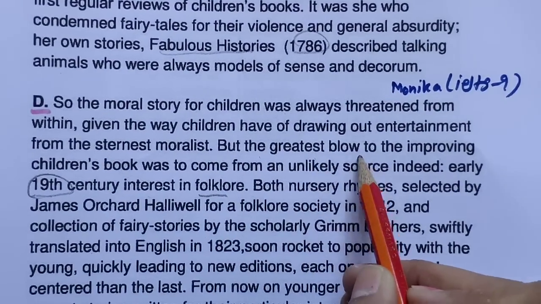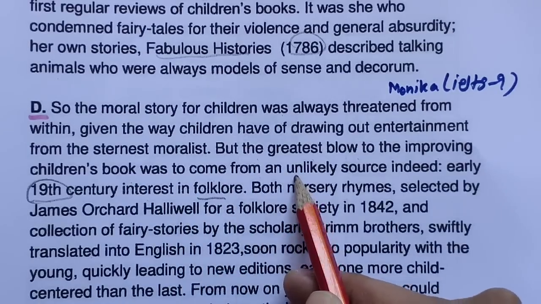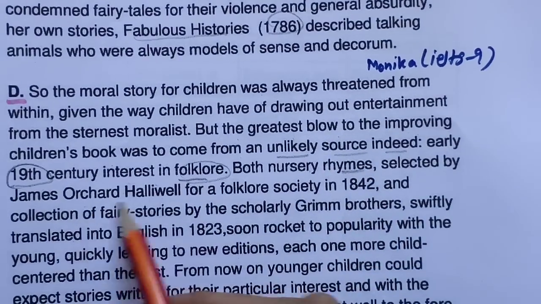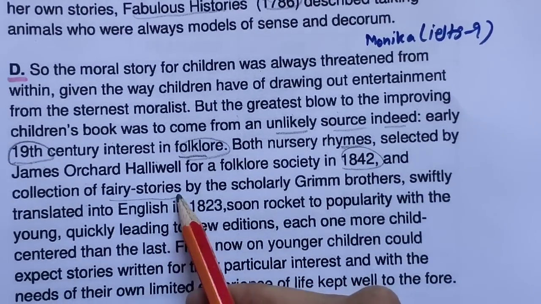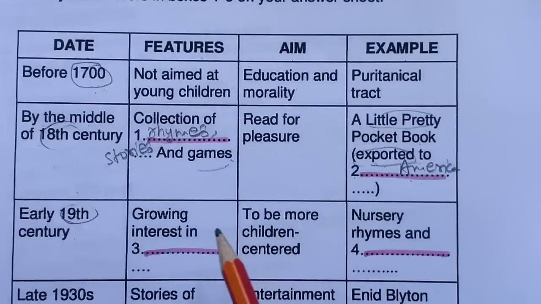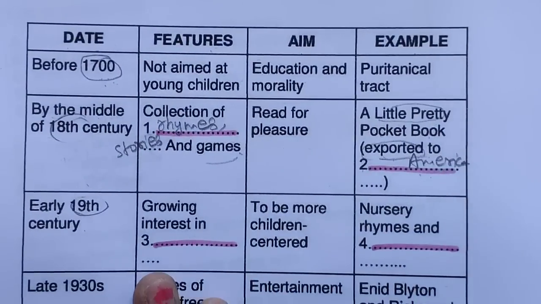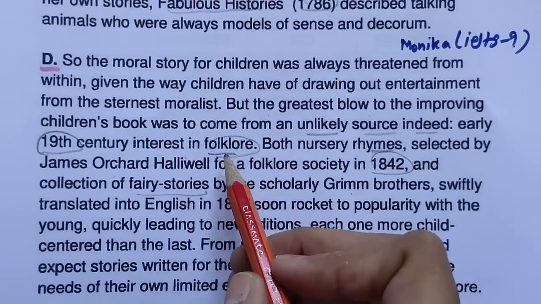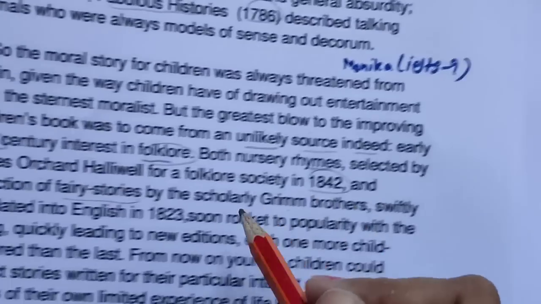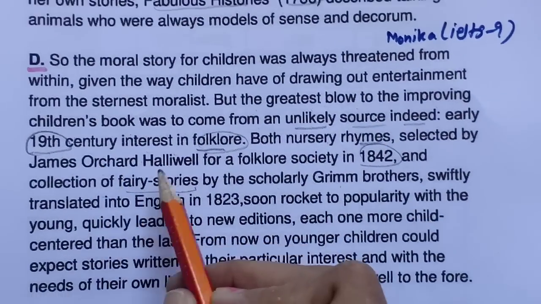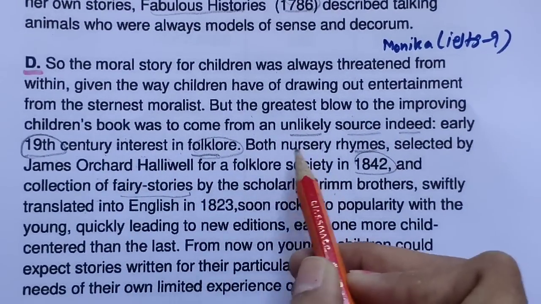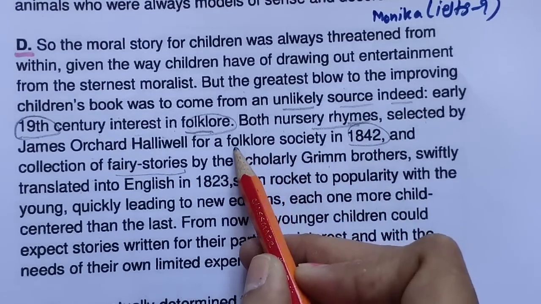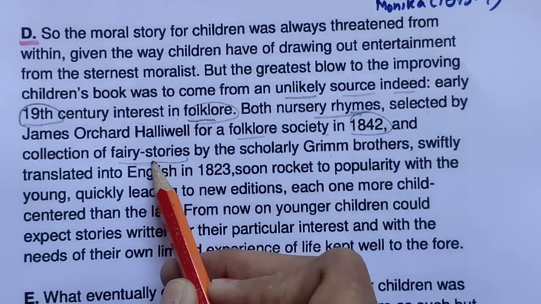But the greatest blow to the improving children's book was to come from an unlikely source. Indeed, early 19th century interest in folklore, both nursery rhymes selected by this 1842 and a collection of fairy stories by the scholarly. Growing interest in, to be more children centered. So we can write growing interest in. Early century interest in folklore, but we are looking for growing. Both nursery rhymes selected by this folklore society and a collection of fairy stories.